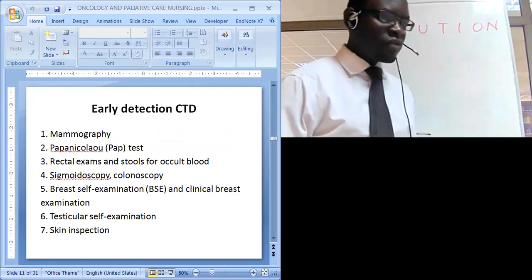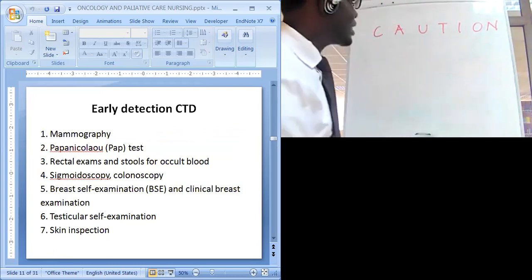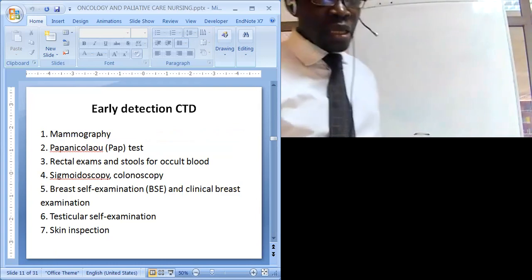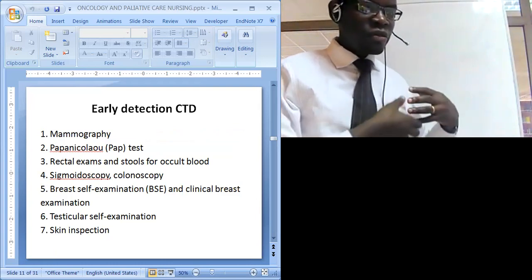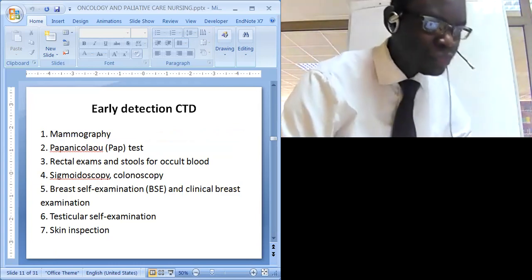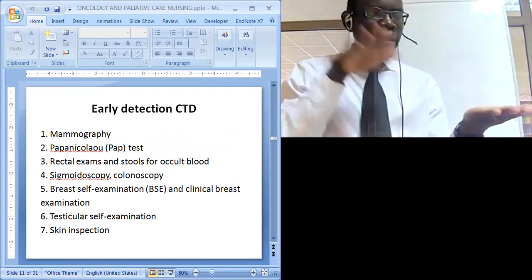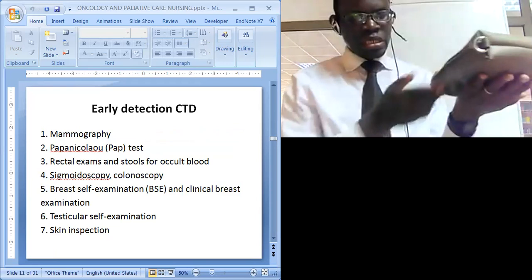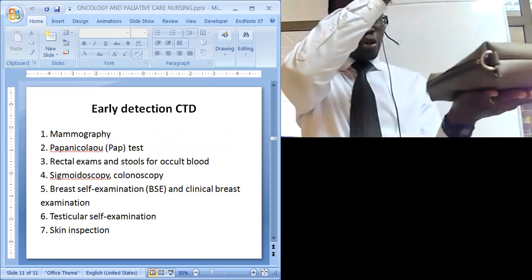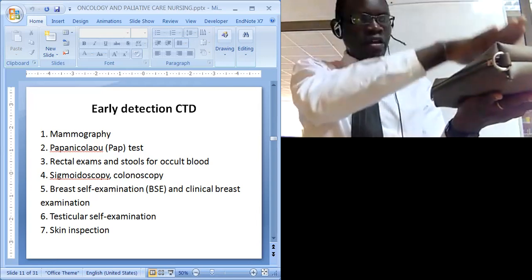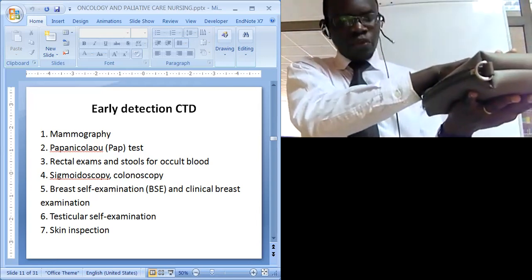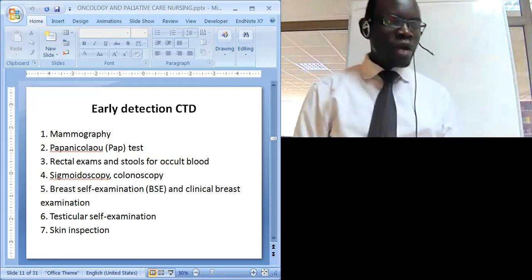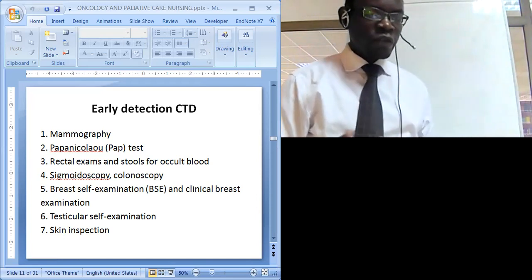Now, what are some of the investigations that are done as far as early detection of these cancers are concerned? They do things like mammography. They get the breast of a lady, and then they put it under a plate, and then they do an X-ray. So imagine if this is your breast. They put it on a flat surface, and then they squeeze it like that, and then they do an X-ray on that breast when it is flat. So that is mammography. They can do what we call a pap smear, and this is for cervical cancer.